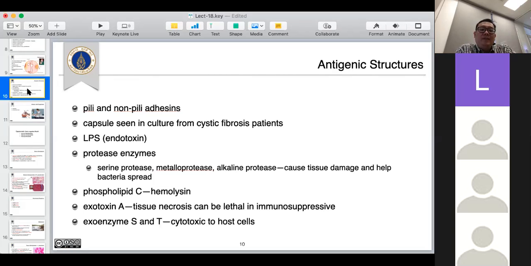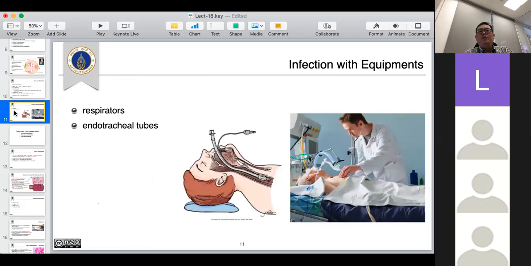They have phospholipase C that lyses the blood cells, exotoxin A, exoenzyme S and T also that damage hosts, okay? Pseudomonads are very serious for people who get infected, who need to stay for a long time in hospital, particularly in ICU. And patients who use the respirator or endotracheal tube, who use a tube, they get contaminated with pseudomonads very easily.